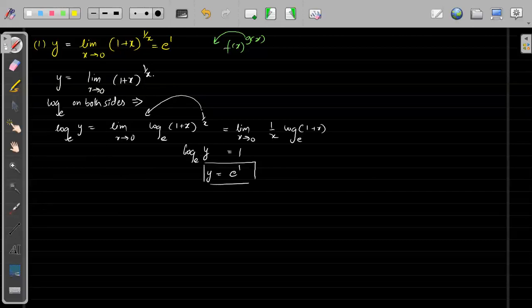Fine. I hope everybody is done. Everybody has copied, right? So remember, if something is in power to some other function, try to take log. It will make it simpler, because now from power the thing will convert to multiplication. Okay, yes, very good, excellent.